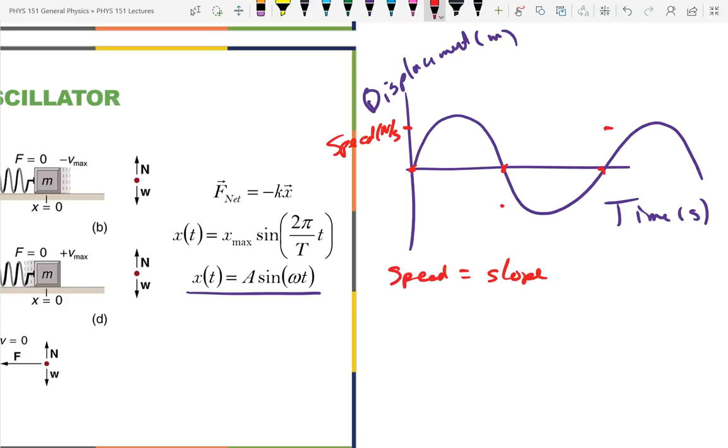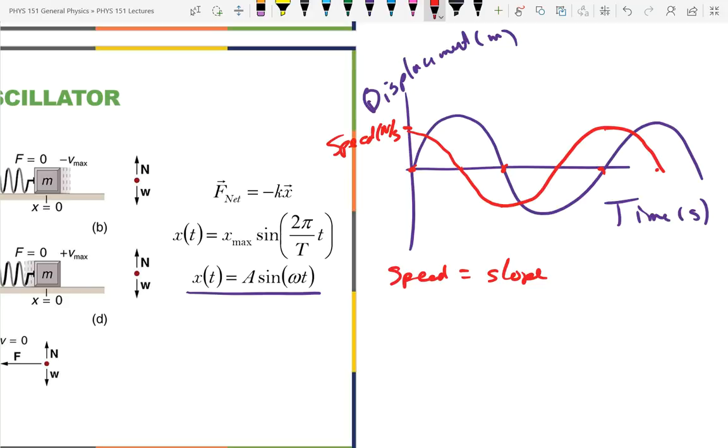What about where's the speed 0? Where's the slope 0? The trough and peak. So it's going to be 0. And now I just have to connect the lines in a nice smooth sinusoidal graph. And so that's what the speed looks like. It looks just like the displacement, but it's shifted. And of course, the amplitude can be different because the speed, of course, is going to be different.